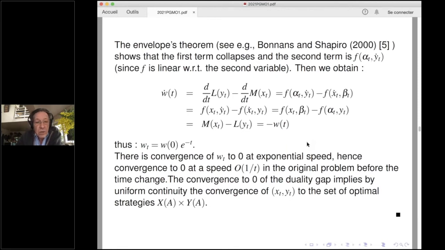So without the time change, you have a speed of convergence in 1 over t in the original problem before the time change. Since the duality gap converges to zero, it implies by compactness that the set of x t, y t converges to optimal strategies. In particular, the set of optimal strategies is non-empty. And this is the new proof of the min-max theorem.